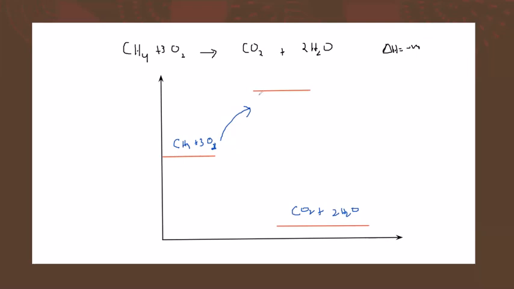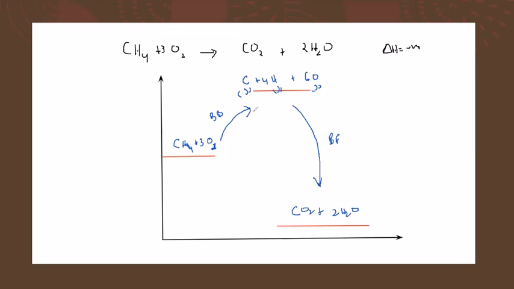Why do they need to reach the activation energy? Because first the bonds will break. So the CH4 bonds will break, producing carbon in a gaseous state, 4 hydrogen atoms in a gaseous state, and 6 oxygen atoms in a gaseous state. That's the bond breaking energy. But when they start to react with each other, they will form bonds, and that is the bond forming energy. And they will form the final product.